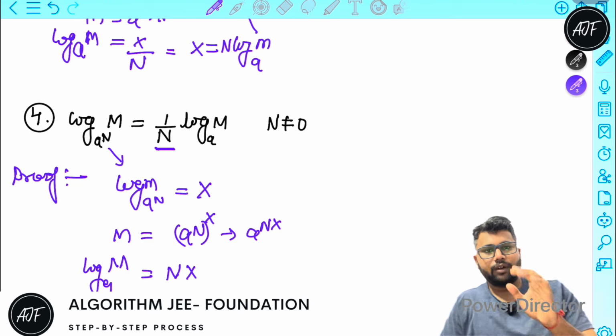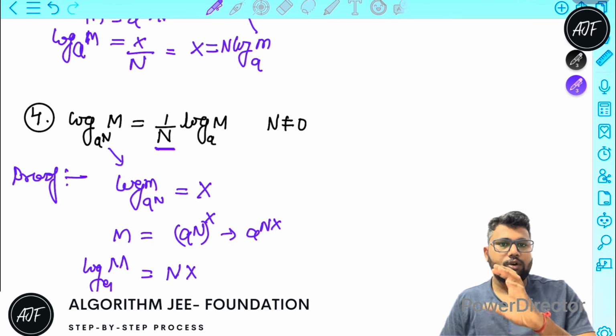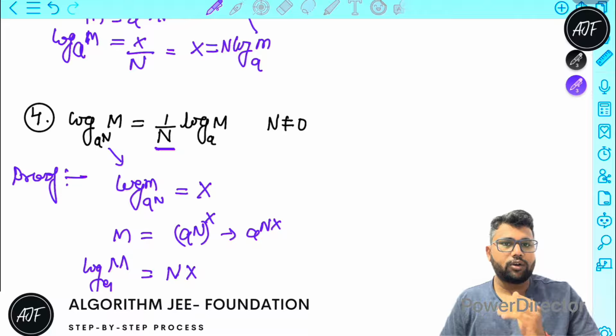So every property we will discuss already. There are 4 properties to discuss. First is the product property. Now log m into log n converts to log m plus log n. Second one is the division property, log m upon n converts to log m minus log n.